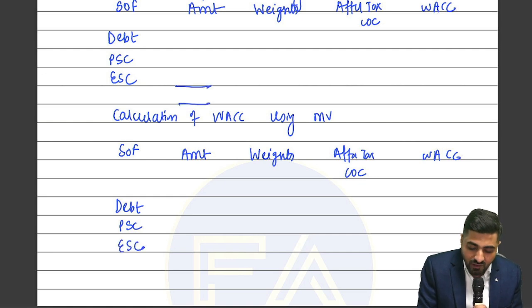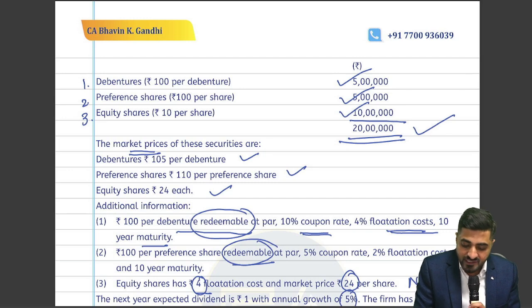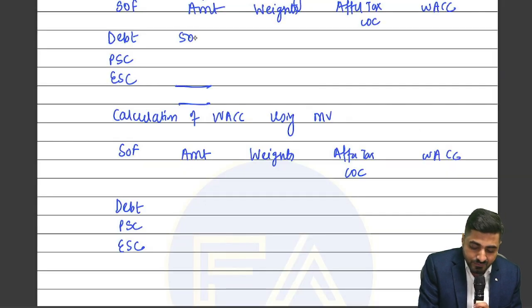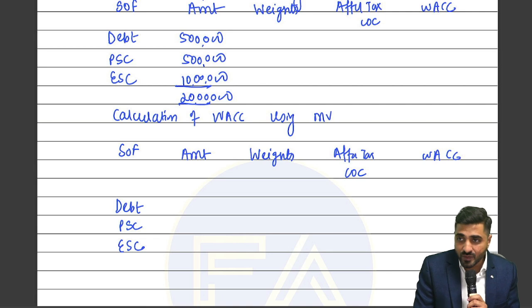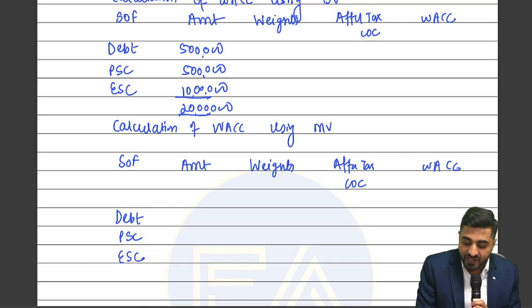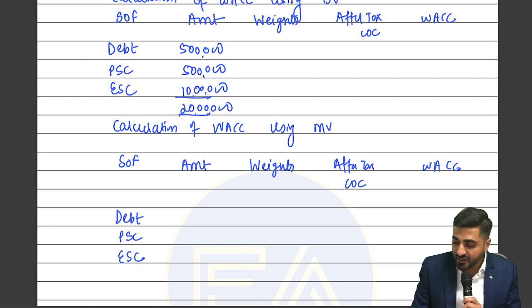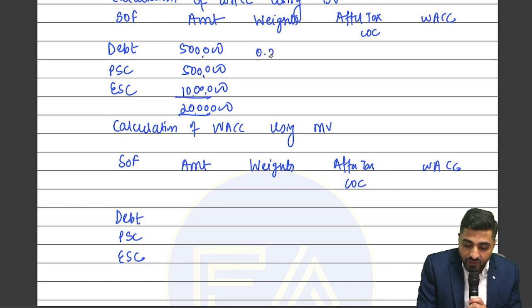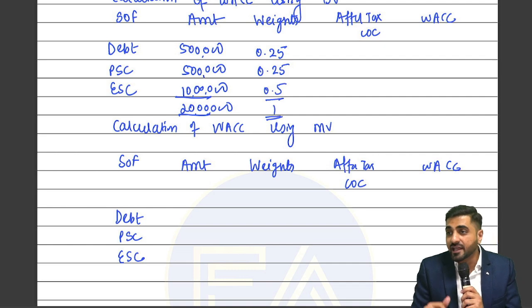Now what is the amount? For debentures this is 5 lakhs, 5 lakhs, 10 lakhs. Give me the total. 20 lakhs. So total amount is 20 lakhs. And what is going to be the weights? 5 lakh divided by 20 lakhs. Tell me, 5 lakh divided by 20 lakhs will be what, beta? 0.25. It will also be 0.5 for equity. Have I already calculated the weights?